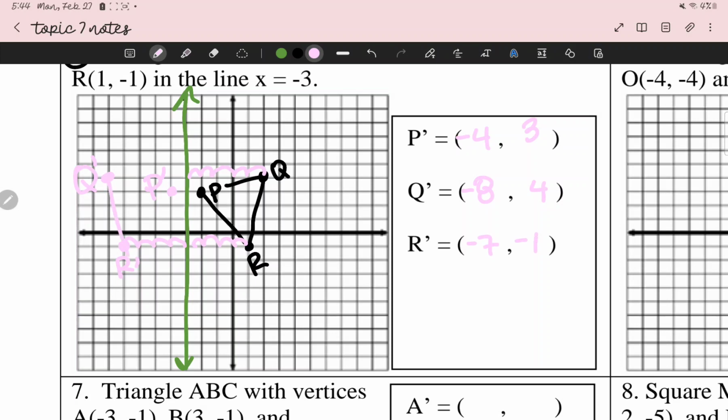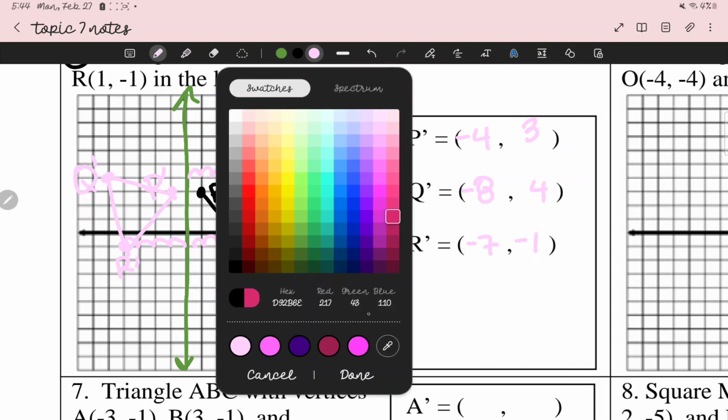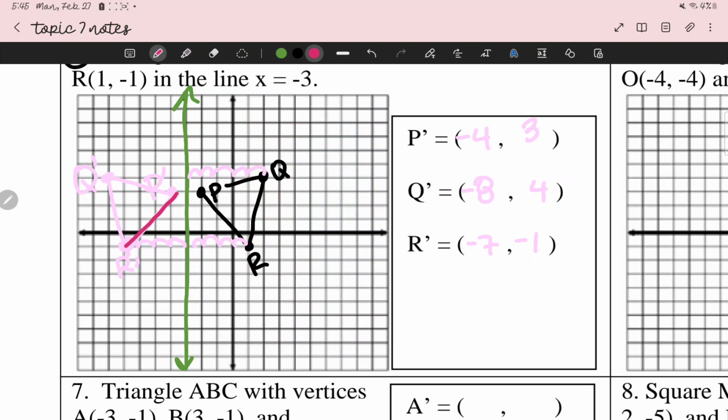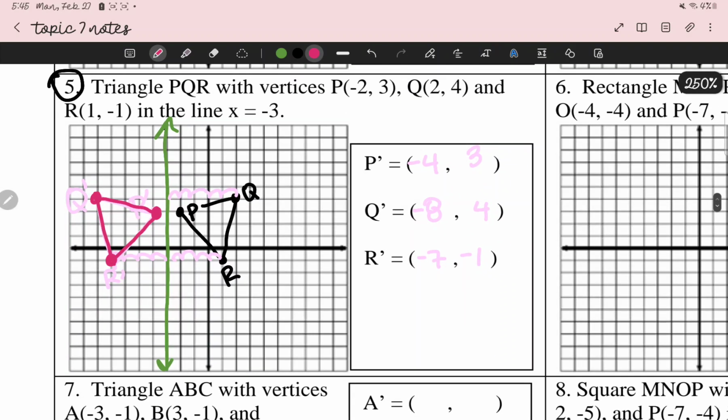Alright, and I've got my new triangle. And I'm going to make it a lot darker so you can actually see it. So my new triangle is here, with all my dots. Okay, all right, so everything else you should be perfectly fine on. You should know how to do. All right, and that is it for reflections.